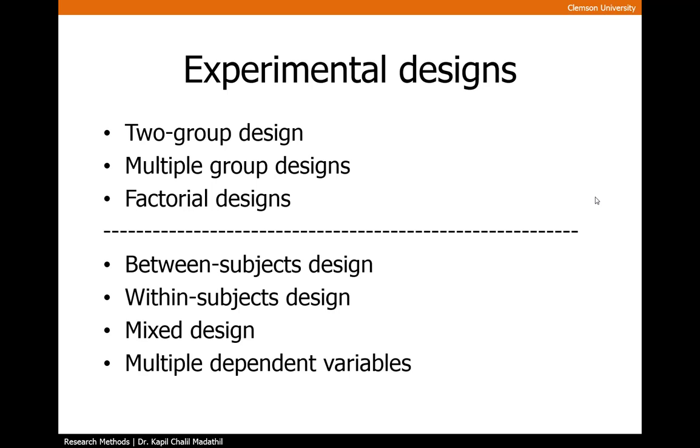In factorial designs, each independent variable can either be between subject or within subjects. So if you have some participants who are experiencing all the conditions, and some participants who are experiencing only a few conditions, that's an example of a mixed design.